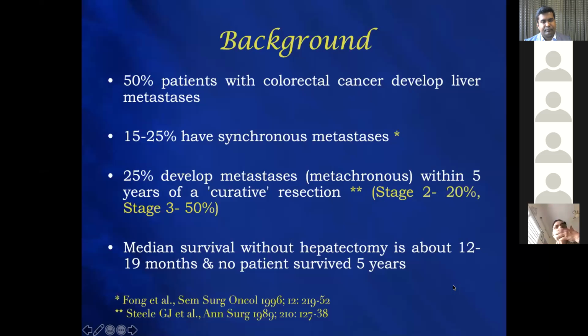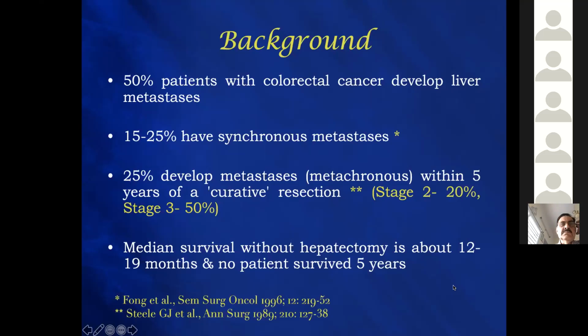As we all know, 50% of the patients with colorectal cancer will develop liver metastasis in their lifetime. Of these, up to 25% can be synchronous, meaning at the same time as presentation of the primary tumor, and metachronous within 5 years of a curative resection for a colorectal cancer, 25% can develop metastasis. Among them, in stage 2 patients it's 20%, and in stage 3 patients it can be up to 50%. The median survival when you don't do liver resection or metastasectomy in these patients is 12 to 19 months, and no patient survived 5 years.